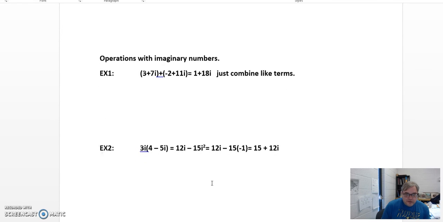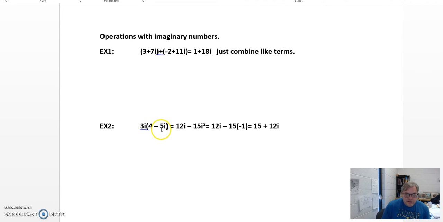Okay, escalating here a little bit. We're going to multiply 3i into that binomial. So I distribute that in, and I get 12i minus 15i squared. Remember, i times i is i squared. But what is i squared? Yep, -1. So minus 15 times a -1 turns into a positive 15 plus 12i. So pause this and work through that yourself. Make sure I'm doing it right. Make sure you're following it. The only thing different from what you've been doing in algebra so far is the fact that i squared is going to turn into -1.